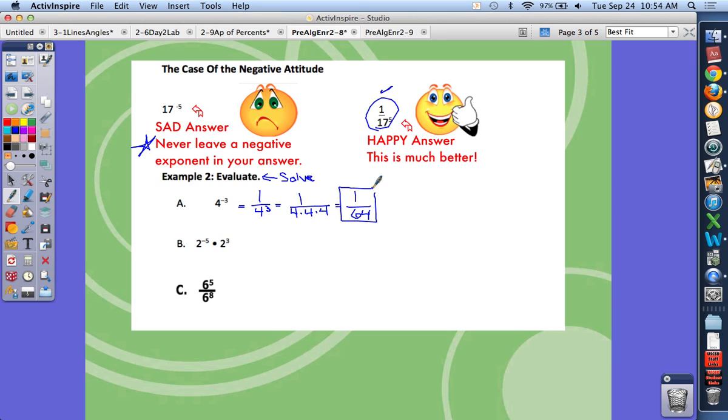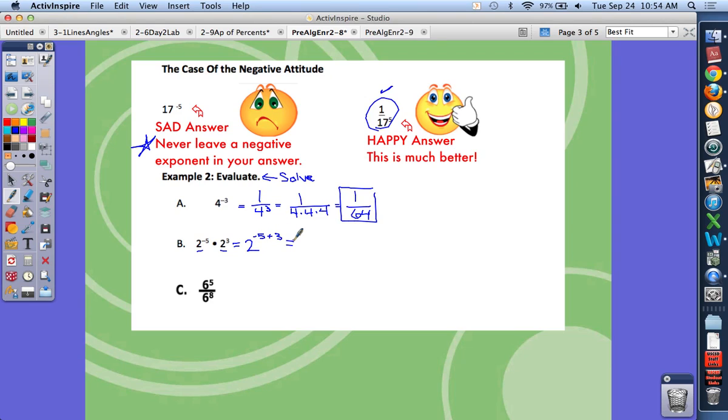Now look at B and C. We're using those rules that we learned previously. So if you want, pause the video, try these two, and then press play. If you're not so sure, that's okay. Just follow along with me. Take a look here. We're multiplying the same base. We learned in section 2.7 that when you're multiplying the same base, you can add their exponents. Keep the base, add the exponents.